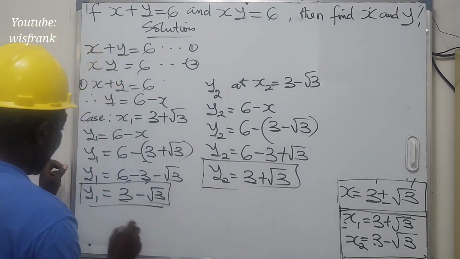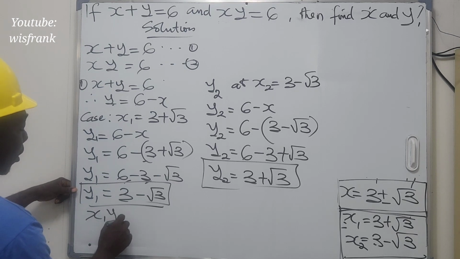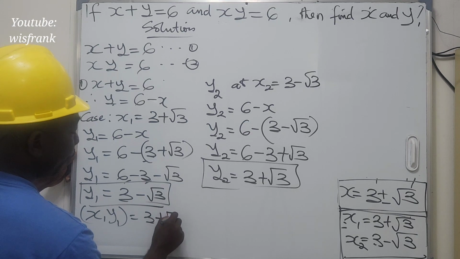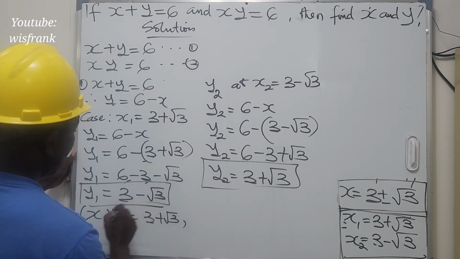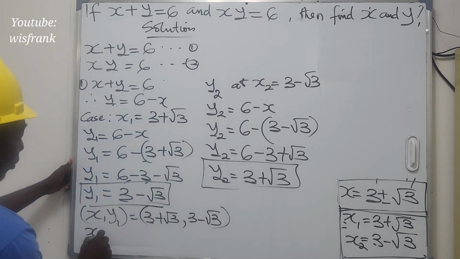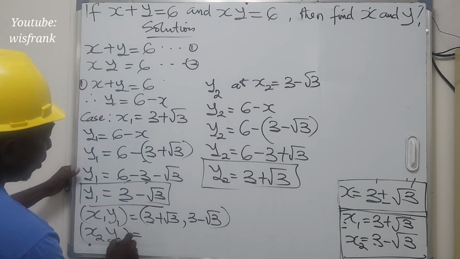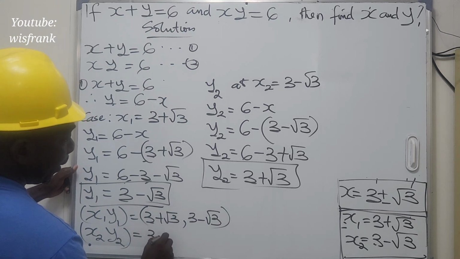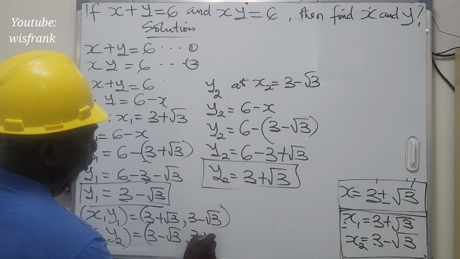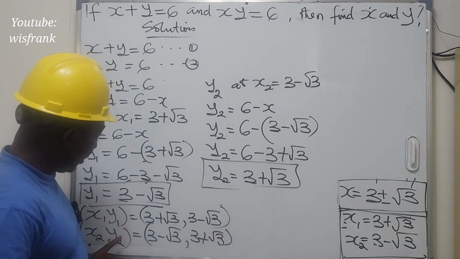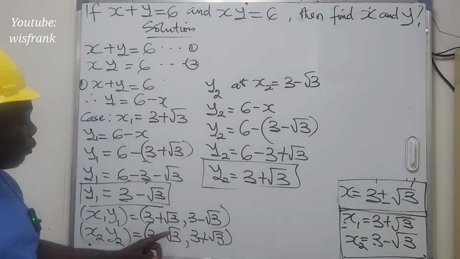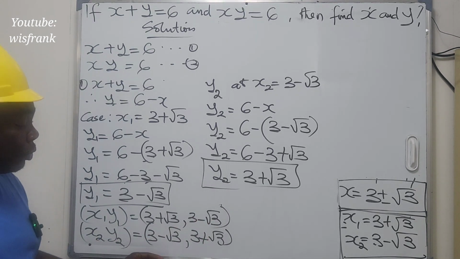So we can write this as (x1, y1), where x1 is 3 plus root 3, then we have y1 as 3 minus root 3. Then we have (x2, y2), where x2 is 3 minus root 3, then we have our y2, which is 3 plus root 3. We can see that the value of x1 equals the value of y2, and also the value of y1 equals the value of x2 from here.